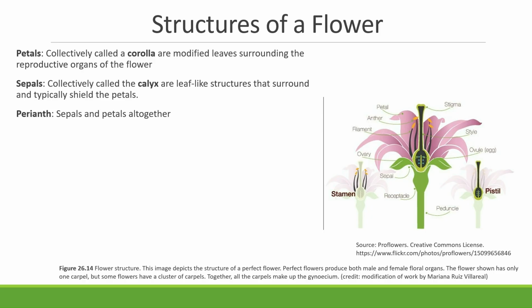Then we have what's called the perianth, and this is the corolla and calyx combined, so all of the sepals and all the petals together. So listed as sets, we have the corolla or the petals, the calyx or the sepals, and the perianth, which includes both.